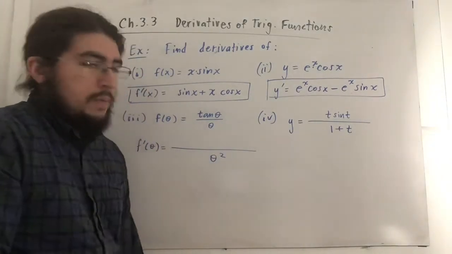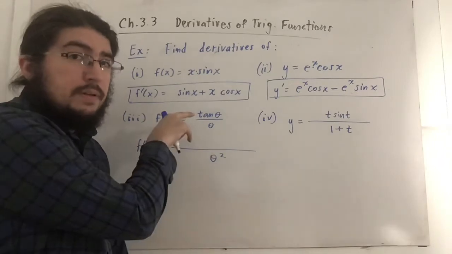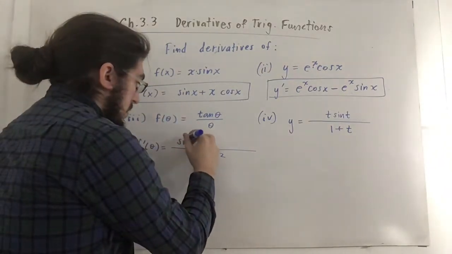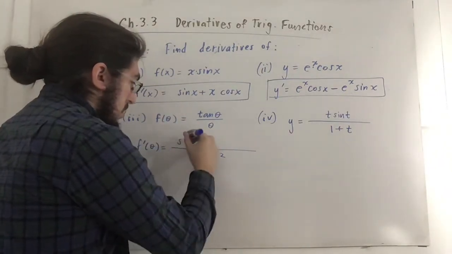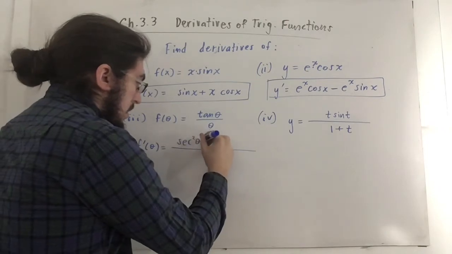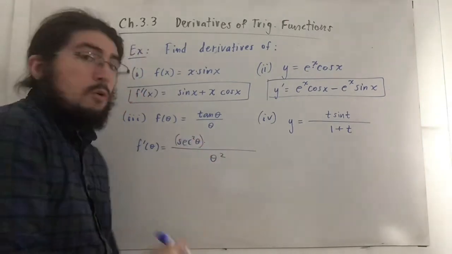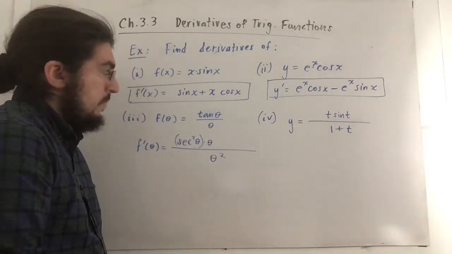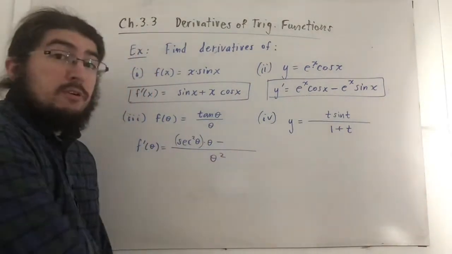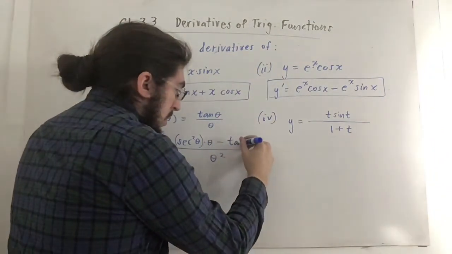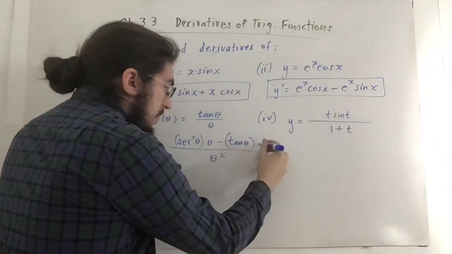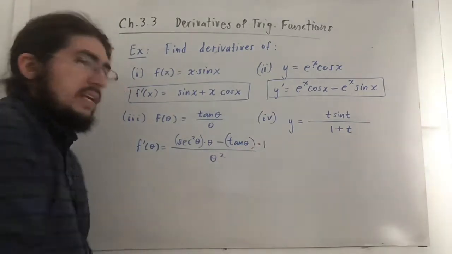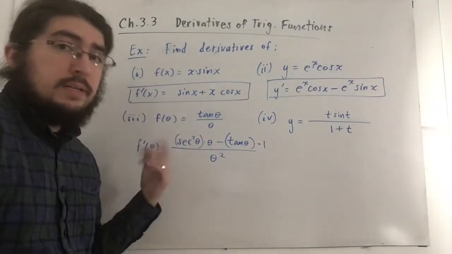All right, say it with me. So we have the derivative of the top, secant squared. Times what? Regular of the bottom. So that's times theta. Okay. Minus regular of the top, tangent, times the derivative of the bottom, which is 1. Derivative of theta is 1 with respect to the variable theta. Very good.